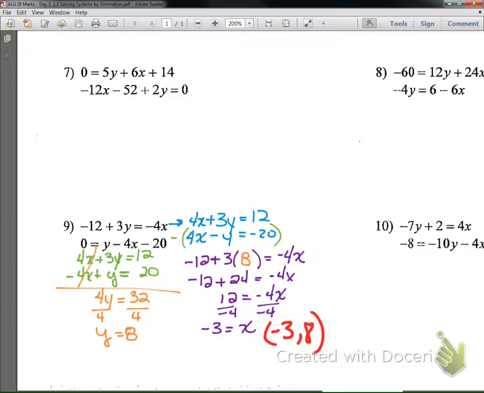The ordered pair then would be -3, 8, not 8, -3, which is what I commonly see students do. They tend to write down the first number that they had solved for without realizing that, yes, x comes before y in an ordered pair.